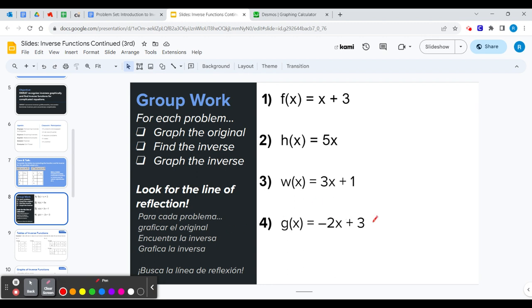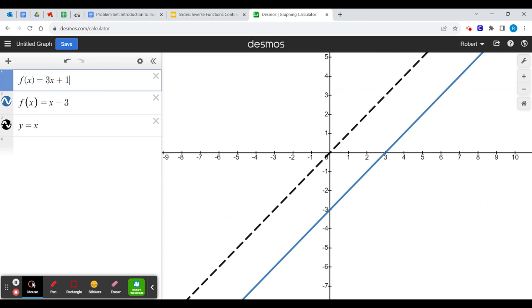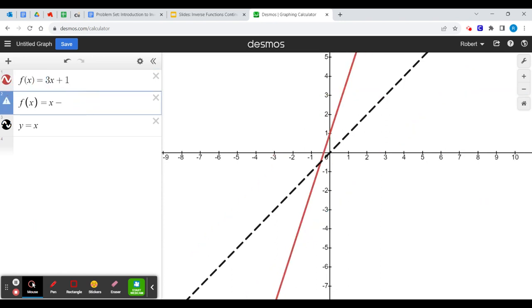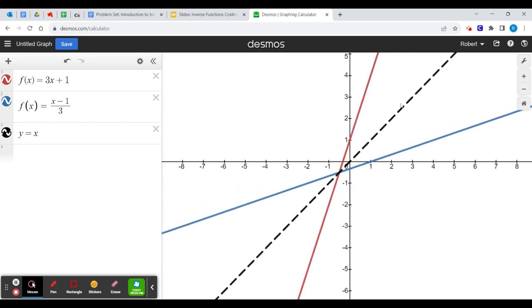All right, let's see how that plays out in this third example. w of x equals 3x plus 1. Our inverse, if you were to work that through, which I don't expect you to, though you should be trying to do this on your own as well, would be x minus 1 over 3. And if we graphed that, 3x plus 1, and x minus 1, divided by 3, you'll notice that there is a reflection over this y equals x line, over this line of symmetry here that runs diagonal.